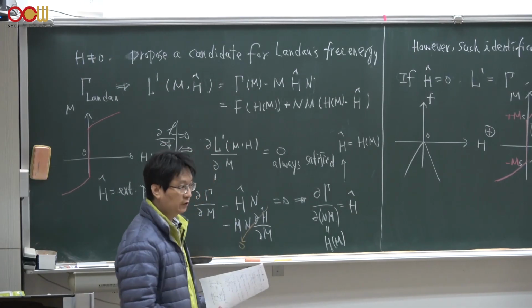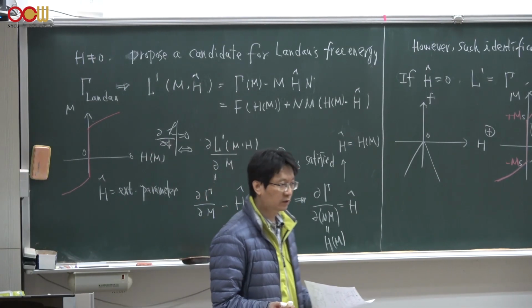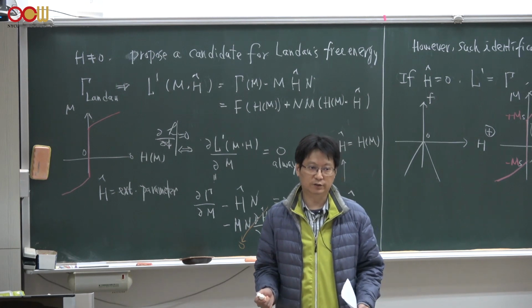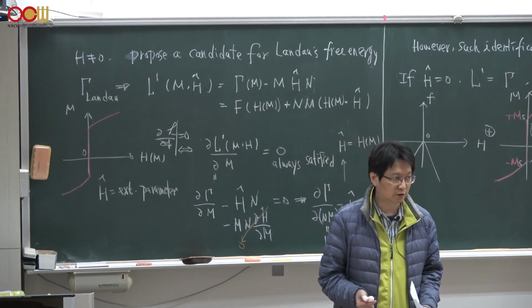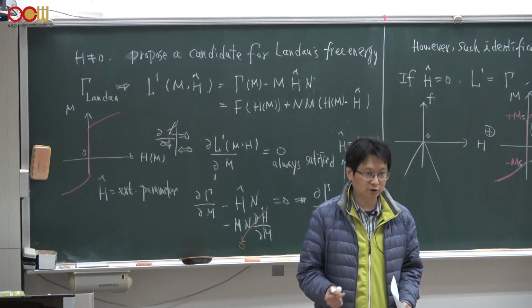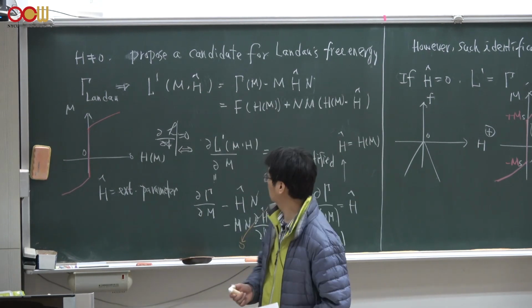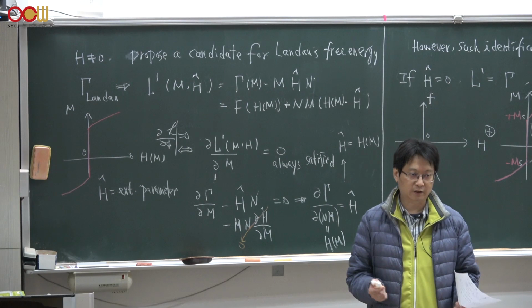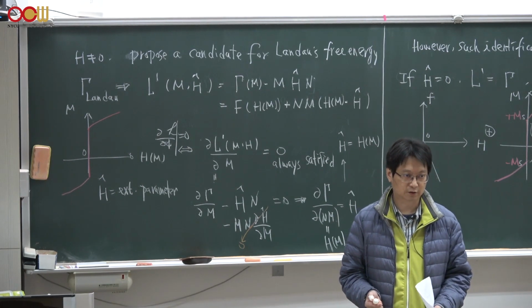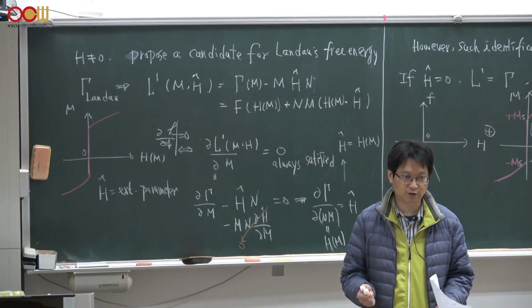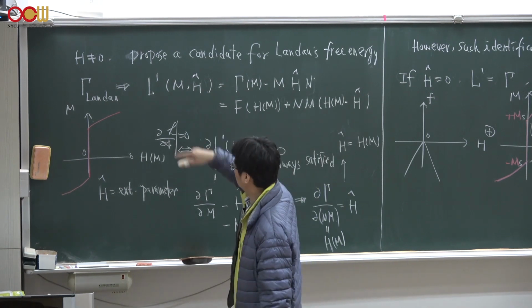In the absence of the field, it looks like we can define the Landau's free energy in terms of the Gibbs free energy. But let's just generalize this zero field impression at the finite field and see if that kind of identification makes sense or not. In fact, this identification is not correct. But let's just go through the argument.